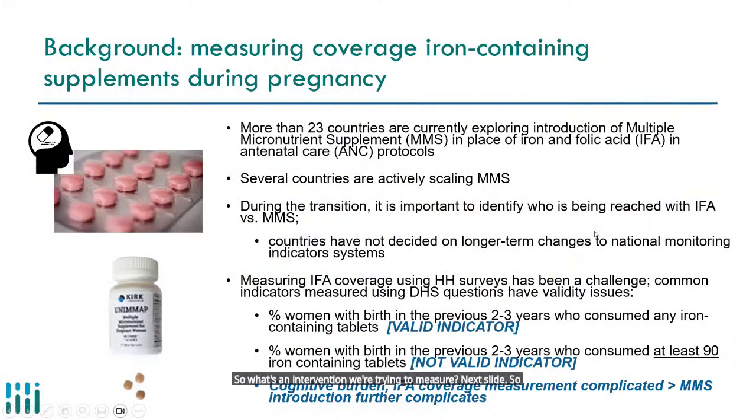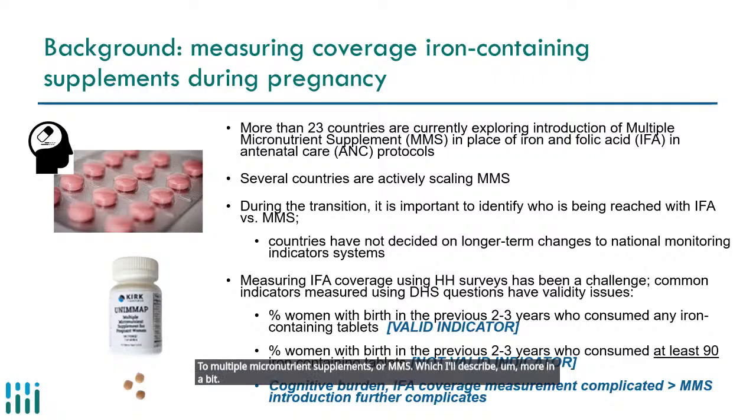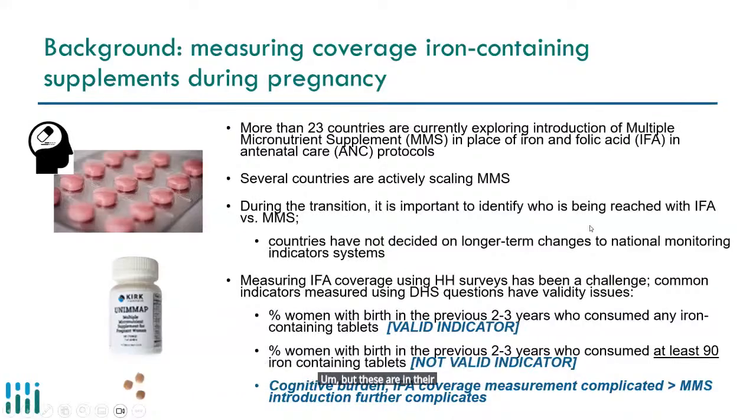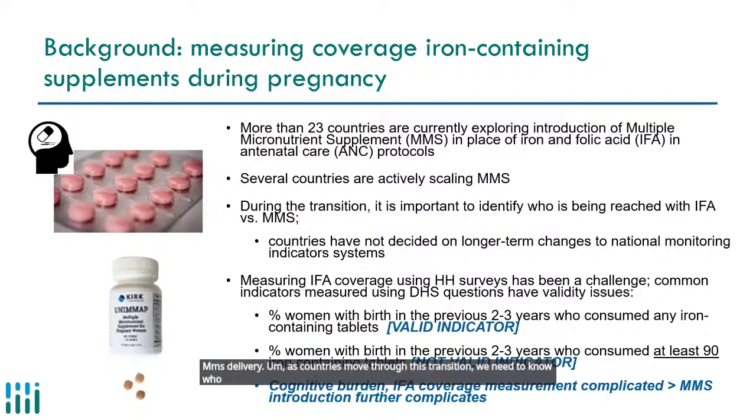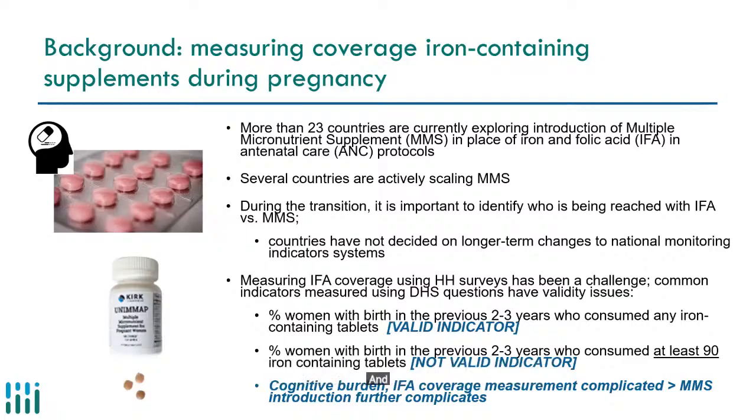Just to give a little background, globally, more than 23 countries are now exploring a transition from iron folic acid, or IFA, to multiple micronutrient supplements, or MMS, which I'll describe more in a bit. These are in their ANC protocols, and several countries are actively scaling up MMS delivery. As countries move through this transition, we need to know who is being reached with IFA and who is being reached with MMS, and current national monitoring systems haven't yet caught up to reflect these changes.